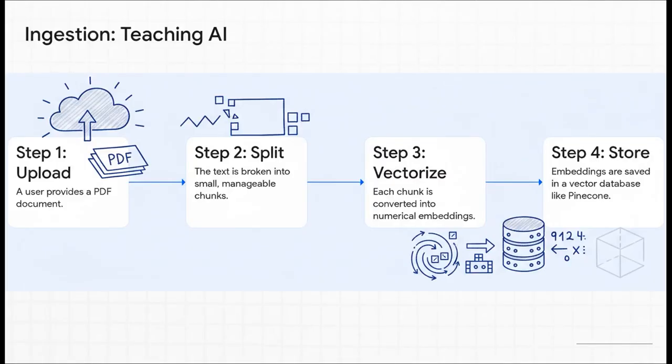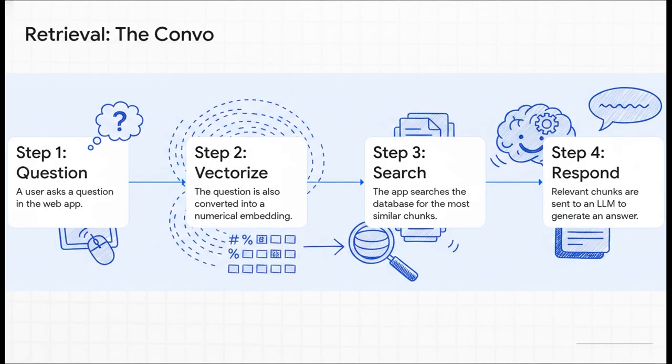Let's break down that teaching process, the ingestion part. So first, a document gets uploaded. Then your system automatically chops that document up into smaller, more digestible chunks. Then this is where the magic happens. Each of those little chunks gets turned into a long string of numbers that represents its meaning. We call this vectorizing. And finally, all those number versions of your text get stored in a special database, just waiting to be searched.